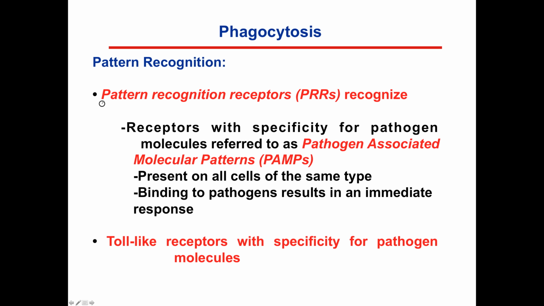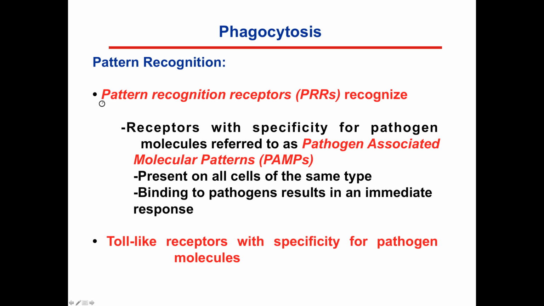The receptors are pattern recognition receptors, okay? So don't confuse those. One is the actual type of macromolecular structure on the bacteria that's recognized. The other is the actual receptor. And these are present on the cells, and binding the pathogens results in an immediate response. So all macrophages express these.